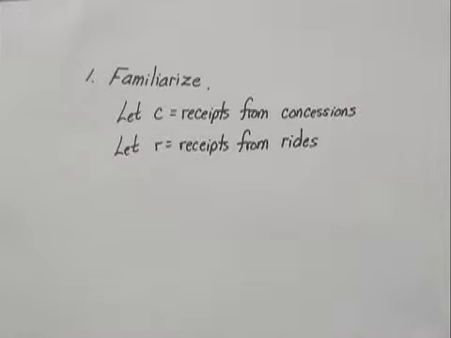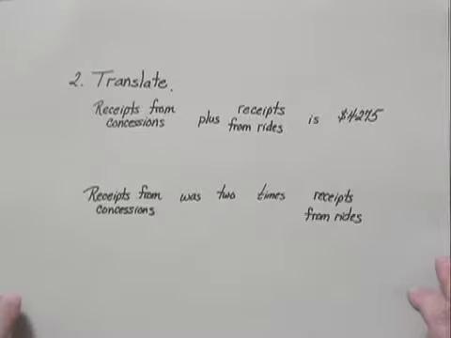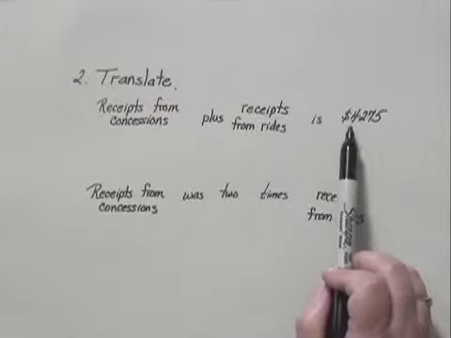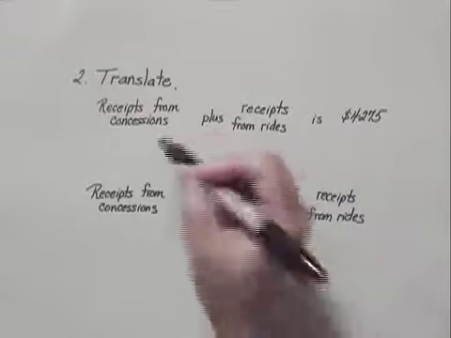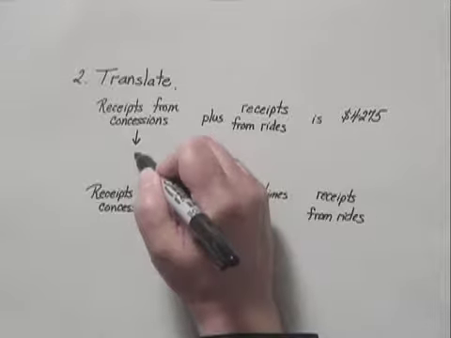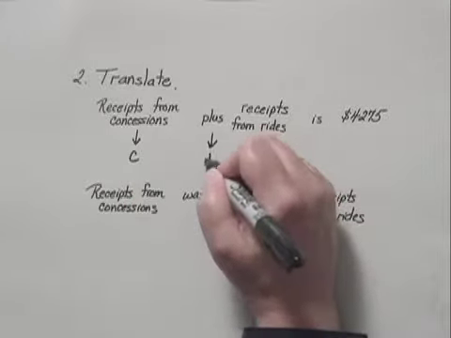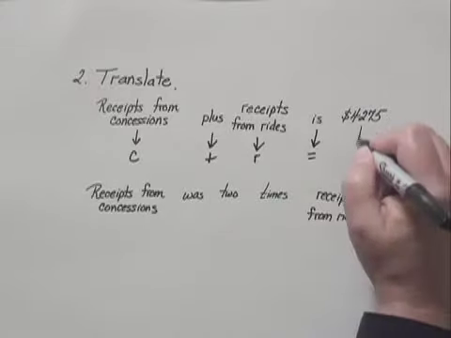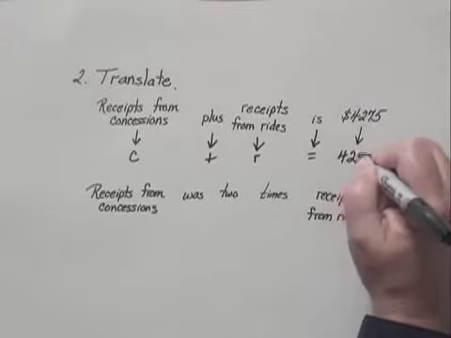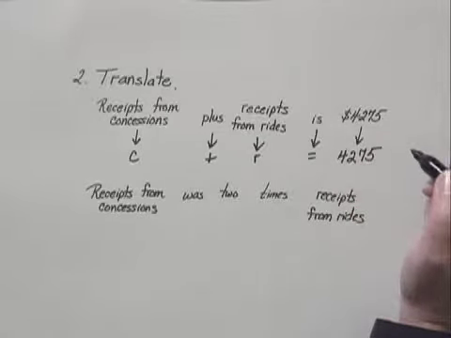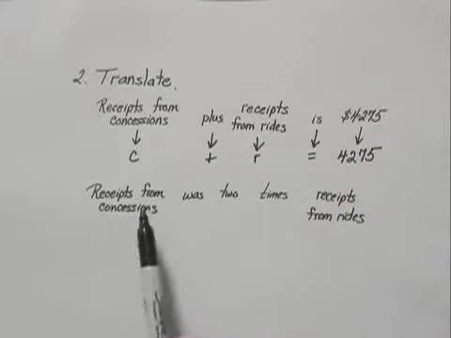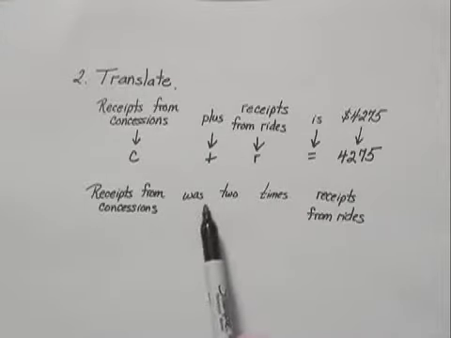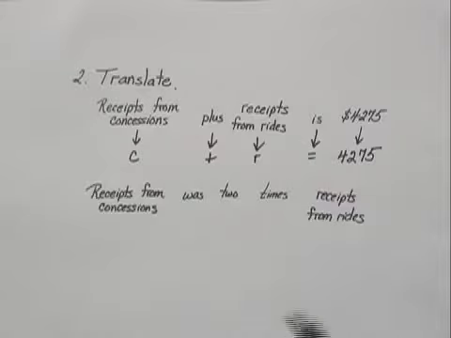Step 2 is to translate. We have two statements. We had the statement that the receipts from concessions plus receipts from the rides is $4,275. That translates now to C plus R equals 4,275. The second statement that we learned from the problem was that the receipts from the concessions was 2 times the receipts from the rides.